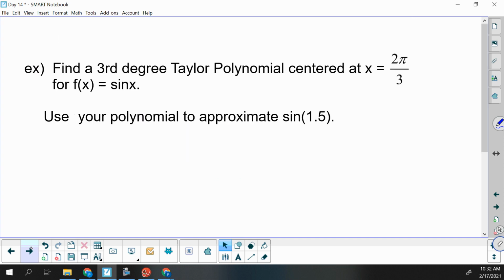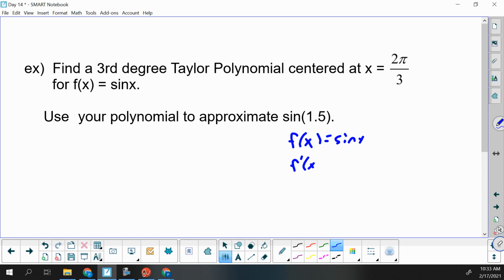So we're going to find a 3rd degree Taylor polynomial for sine x. We're centered at 2 pi over 3. So that means we're going to need 3 derivatives. Actually, before the derivatives, let's just write f of x. f of x is sine x. f prime of x is cos x. f double prime of x, we have negative sine x. And f triple prime of x, we have negative cos x.